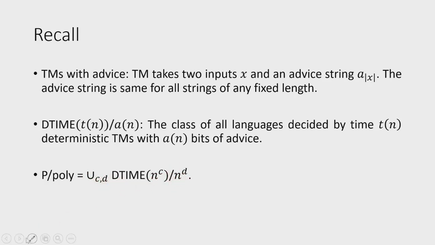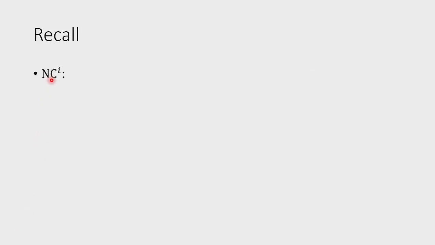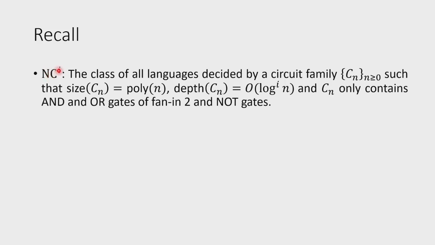Finally, you saw the definitions of the classes NC and AC. The class NC^i is the class of all languages decided by a circuit family Cn, n greater than or equal to 0, so that the size of Cn is poly(n), the depth of Cn is O(log^i n), and Cn only contains AND and OR gates of fan-in 2 as well as NOT gates.